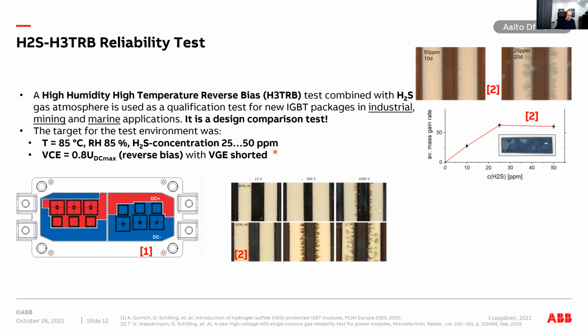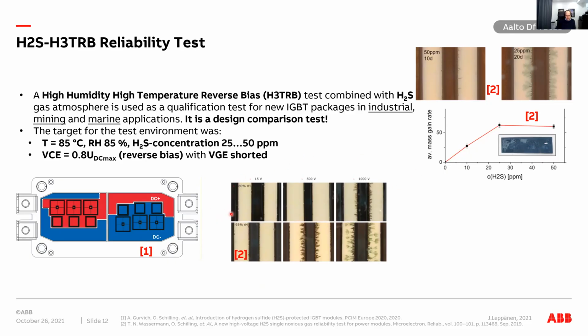And the concentrations are typically from 25 to 50 ppm, and 85 for the temperature and humidity. And then the voltage is 80% of the maximum DC voltage. It's actually just the same parameter that was in the H3TRB, but it's now just written a little bit differently. And then during the test, typically the voltages are applied from this DC plus plate to DC minus, but it depends on who does the test. Some people are doing it a little bit differently, but this is one way of doing it.